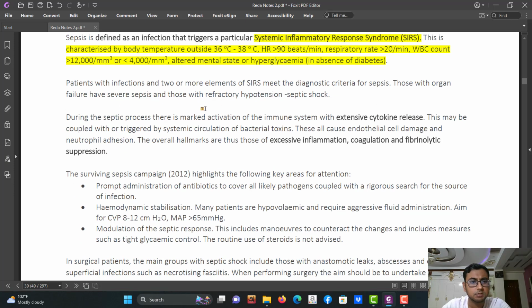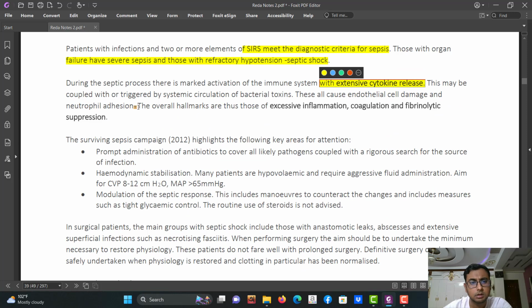So a patient with infection and 2 or more elements of SIRS meets the diagnostic criteria of sepsis. Organ failure may be severe sepsis, with refractory hypotension and septic shock. So in case of septic shock, hypotension occurs because this is a sign of multiple organ damage. It also helps to create excessive cytokine release. The overall hallmarks are excessive inflammation, coagulation, and fibrinolytic suppression. Fibrinolytic suppression means a blood coagulation disorder occurs, that is DIC, and excessive inflammation, followed by SIRS.